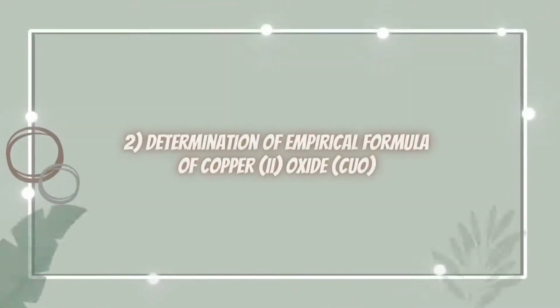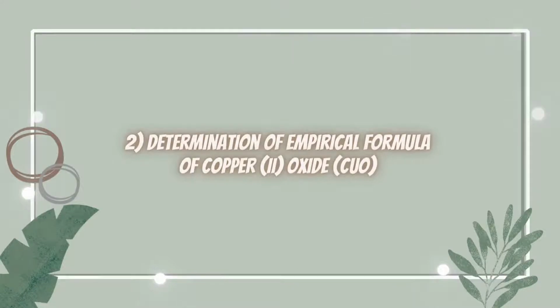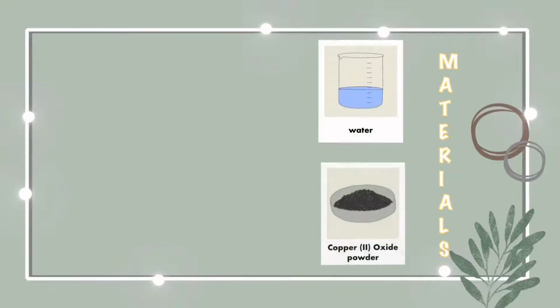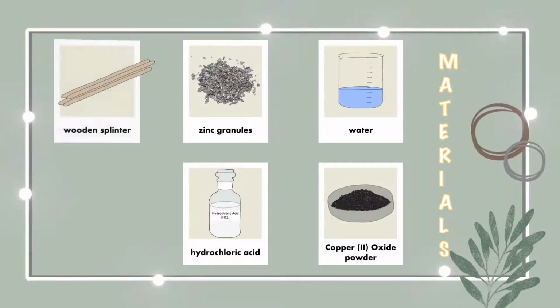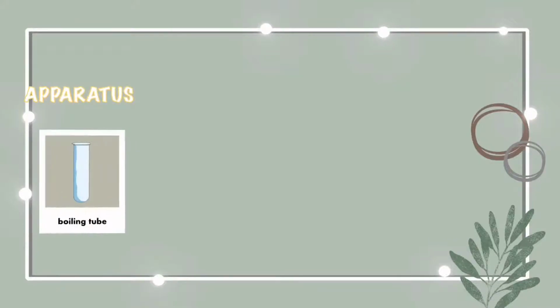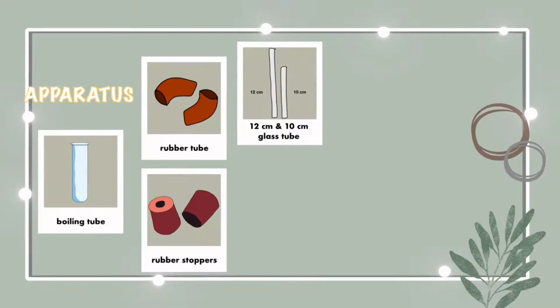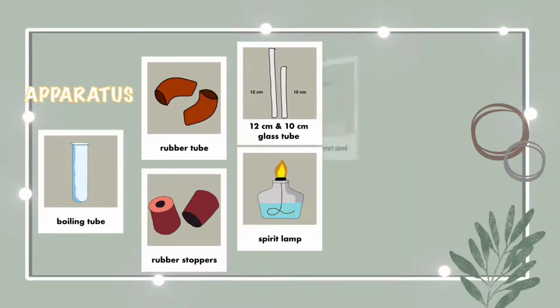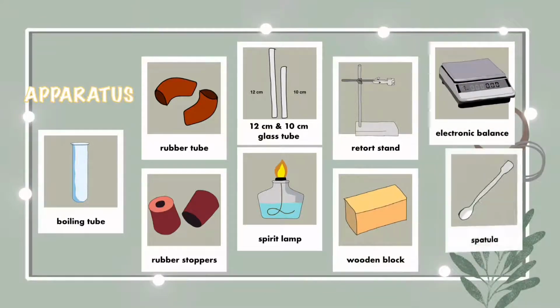Moving on to the next experiment, which is to determine the empirical formula of copper oxide. For this experiment, we need to provide water, copper oxide, zinc granules, 1.0 mol per decimeter cube hydrochloric acid, wooden splinter, and cotton buds. The apparatus needed are boiling tube, rubber stopper, rubber tube, 12 cm glass tube, 10 cm glass tube, spirit lamp, retort stand with clamp, wooden block, electronic balance, and spatula.